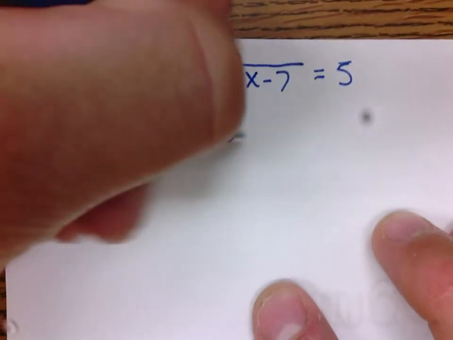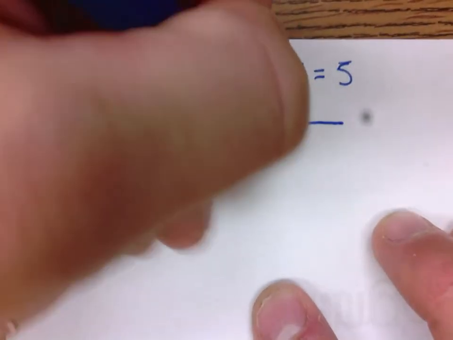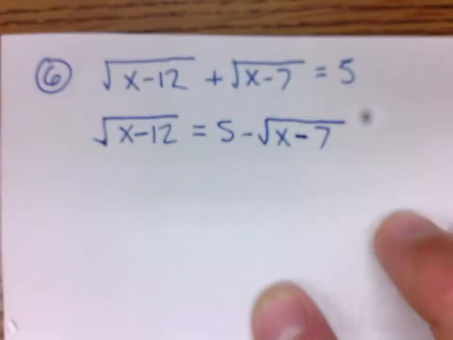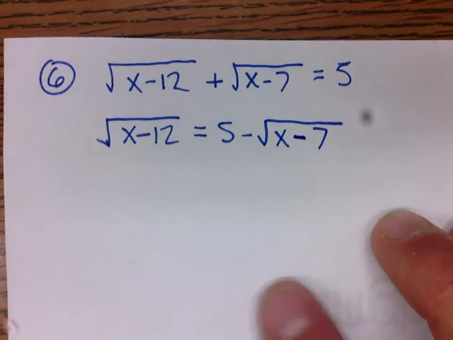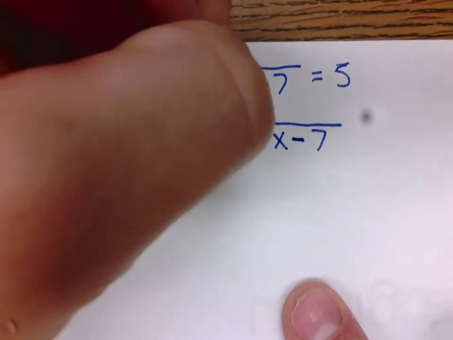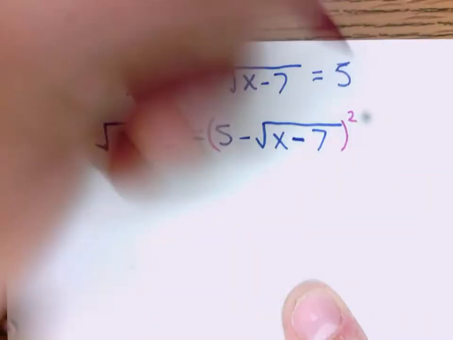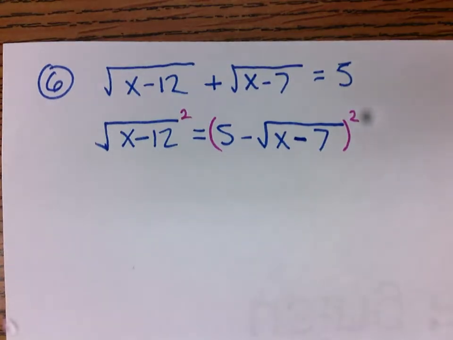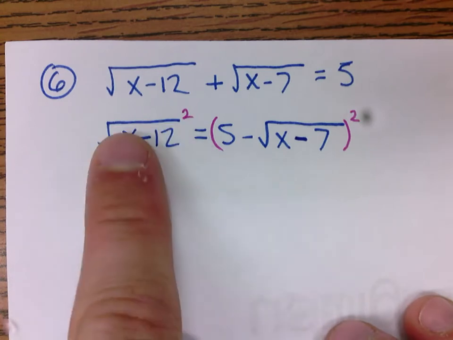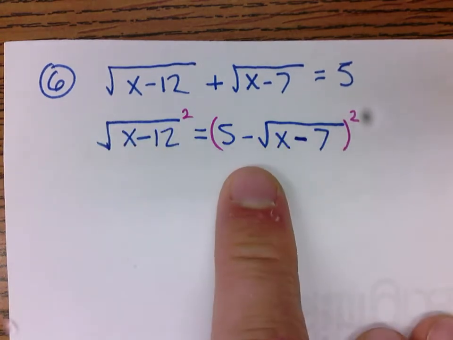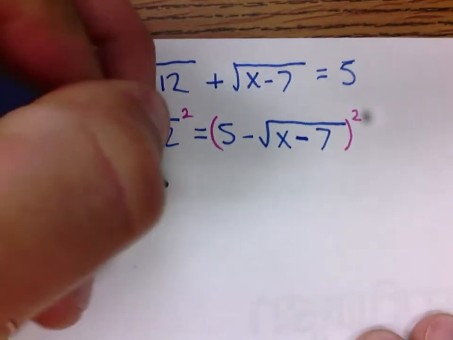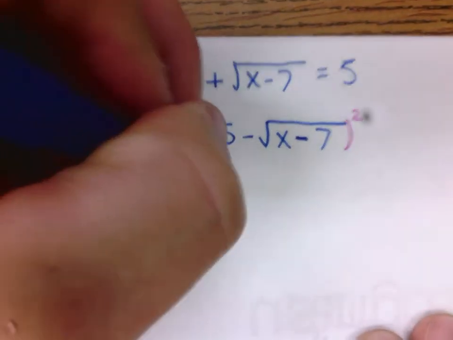Typically, I like to move one of the square roots over, and what I'm then going to do is what we said originally, which is squaring both sides. And what that's going to do for me here is eliminate the square root over here. But over here it's not quite, and it's going to be a little bit of a trick, but let's just see what happens. So this is just x minus 12 equals.